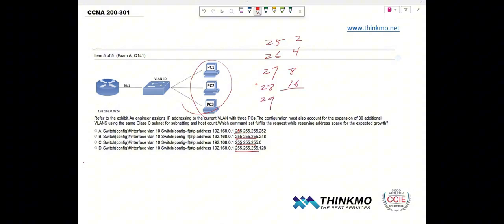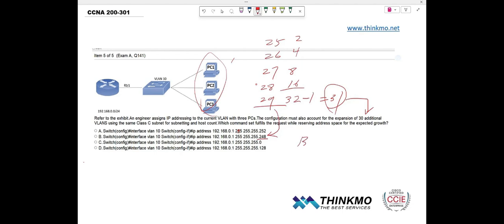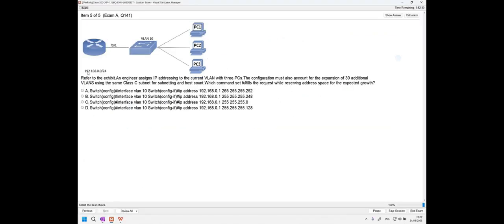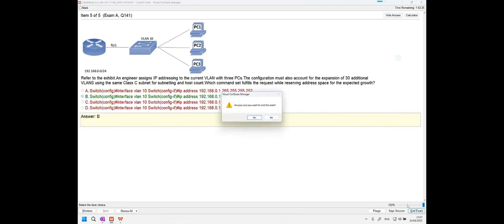So with 28 bits, there are only 16 subnets. And what about 29 bits? There are 32 subnets, and with 32 subnets, we use 1 here. So subtract 1, leaving 31 subnets, which meets this condition, right? Then we assign it a 29-bit mask. Which one is 29 bits? 29 bits is 248. Right? So for this question, choose B. Choose B. Okay, submit.